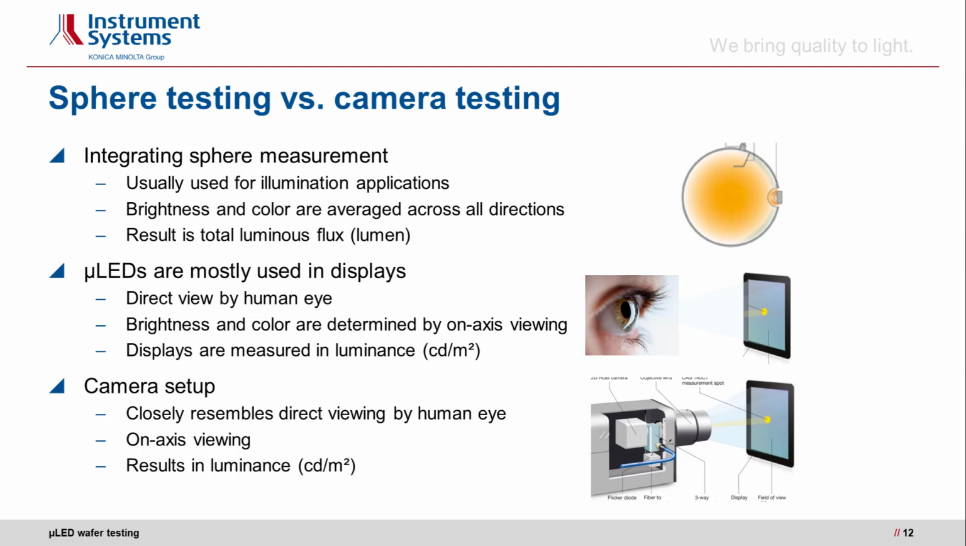Now, micro-LEDs are usually used in displays, not in luminaires, and they are directly viewed by the human eye. Therefore, brightness and color are determined by an on-axis viewing geometry, and displays are measured in luminance, candela per square meter, not in lumens. The camera setup down here resembles very closely the direct viewing by the human eye. It's an on-axis viewing setup, and the results are also in luminance, candela per square meter.